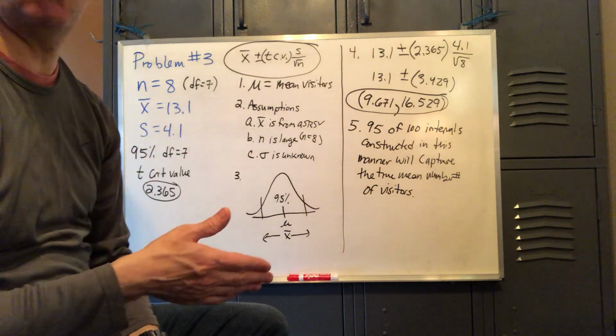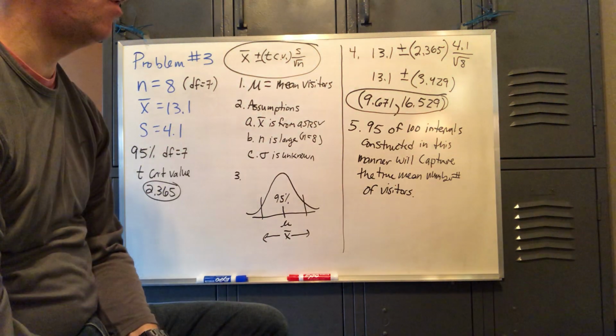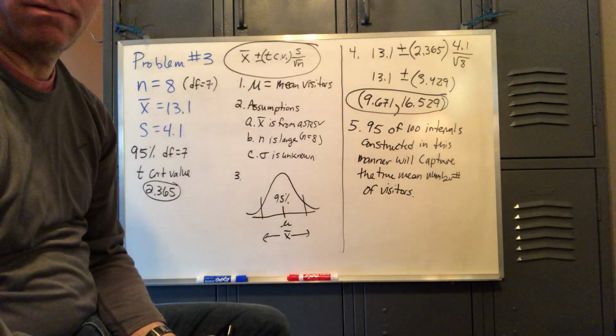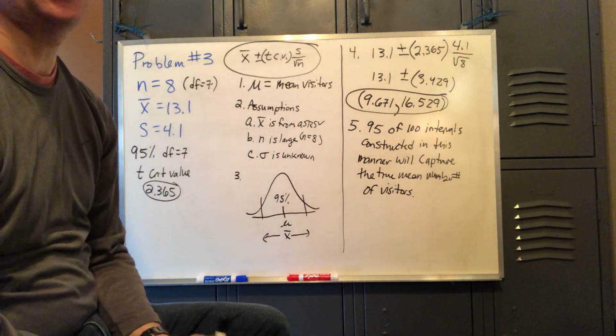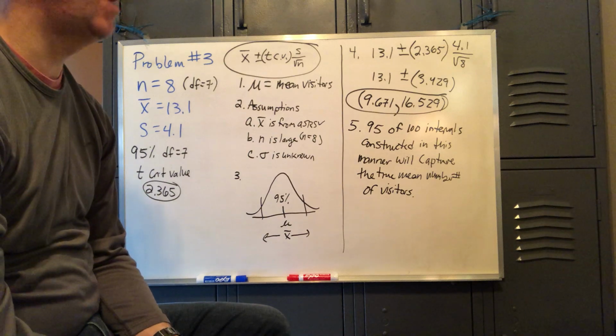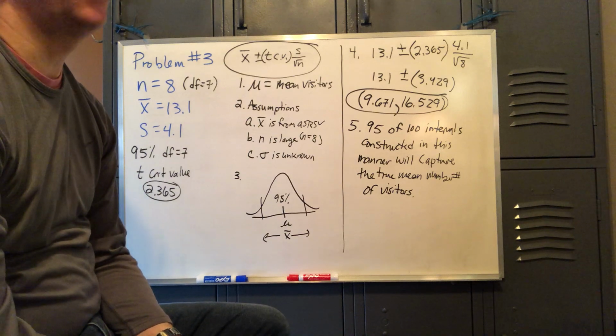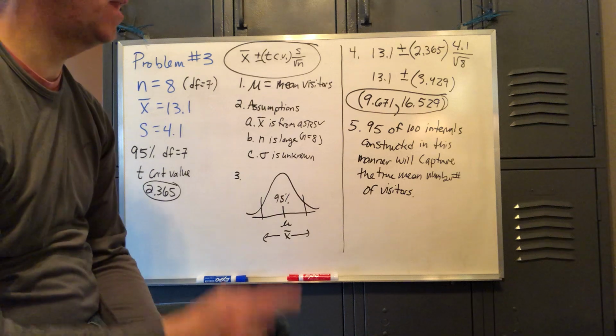All right, the next one we'll do a confidence interval for pi, proportion, percent. Let's say 57% of Americans like pizza. We'll try to capture the truth. Okay, that'll be our next video.